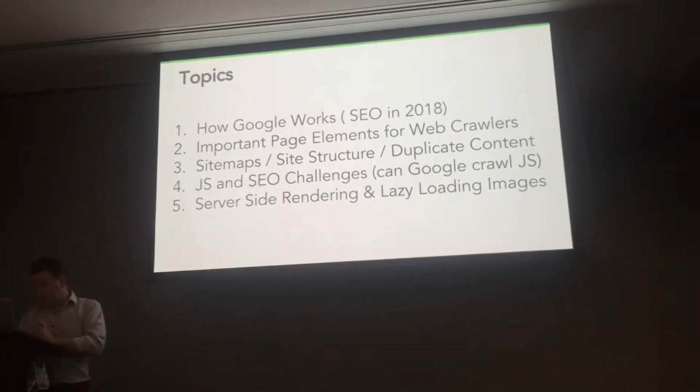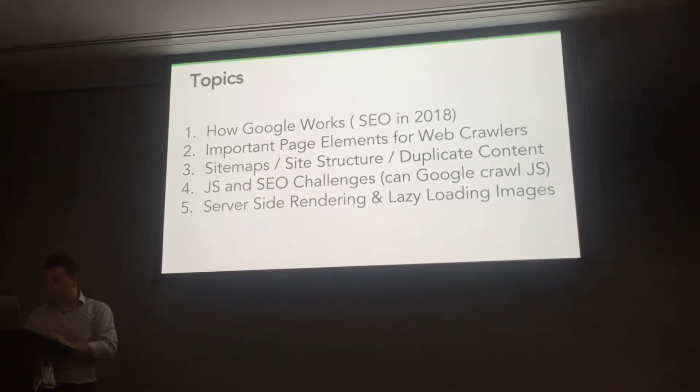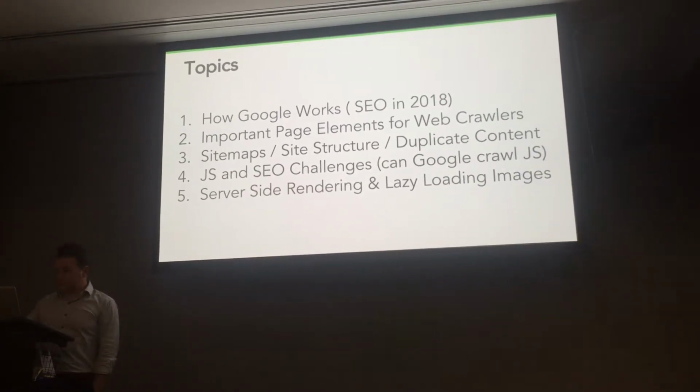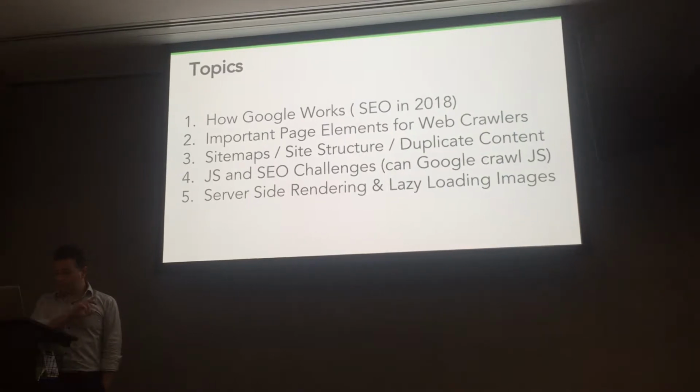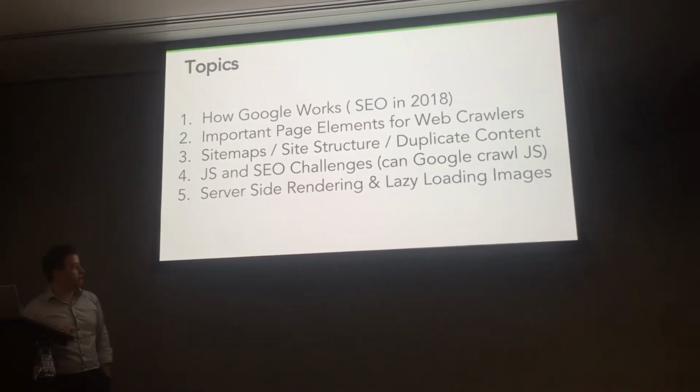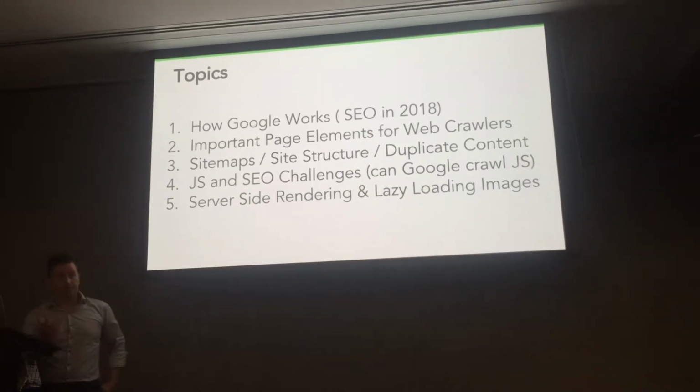So there are 5 things I'll quickly run through in the next 30 minutes: how Google works in 2018, important page elements for web crawlers, site structure, duplicate content, and if we get time, JavaScript and SEO, server-side rendering, and lazy loading of images, and the impact of that on search.